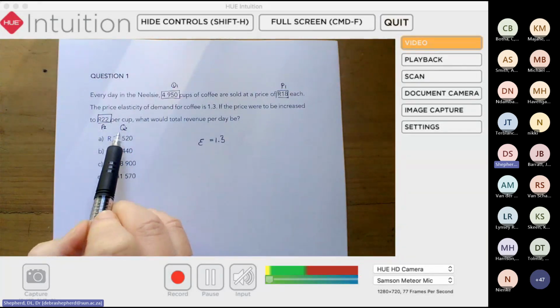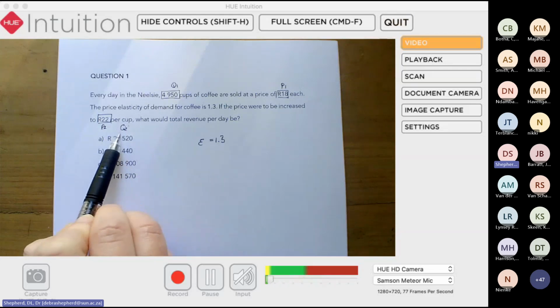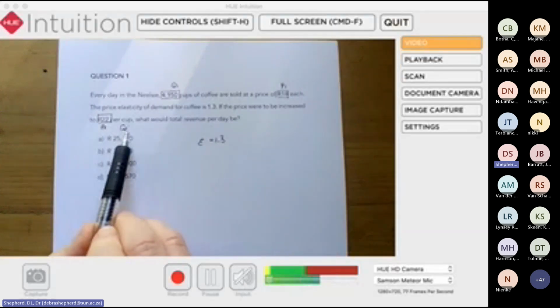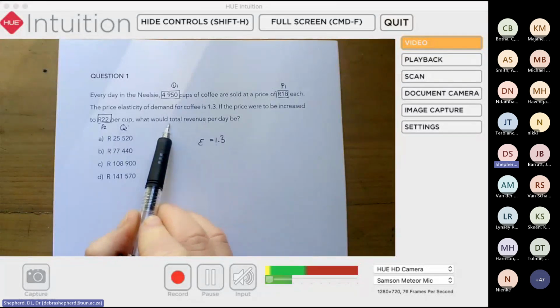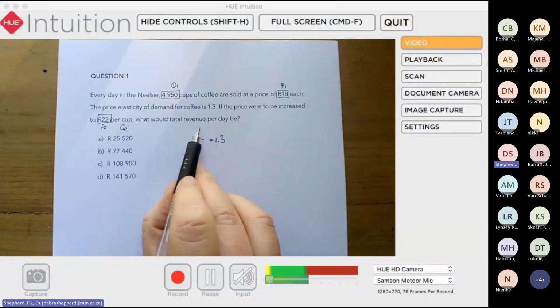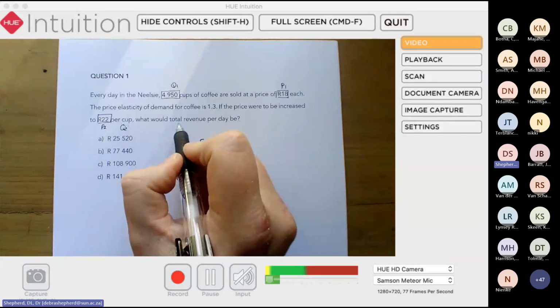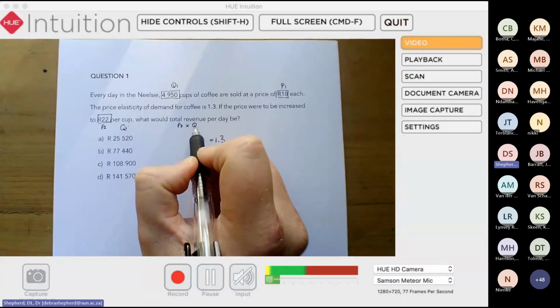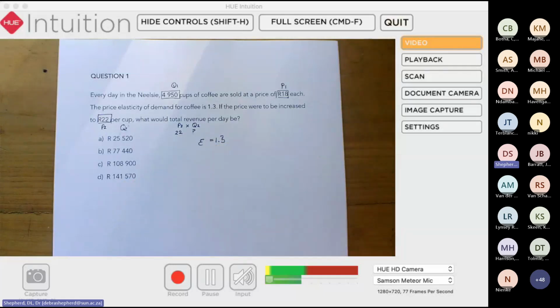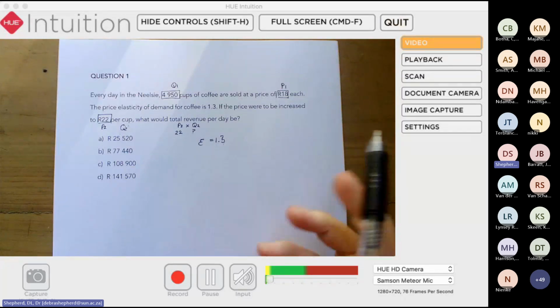But we can find that quantity using our elasticity, because we're going to need this quantity in order to calculate our total revenue. So the total revenue that we're now going to be interested in is going to be price 2 times Q2. So we know that this is 22, but this quantity 2 is what we are missing. So our elasticity value is 1.3.